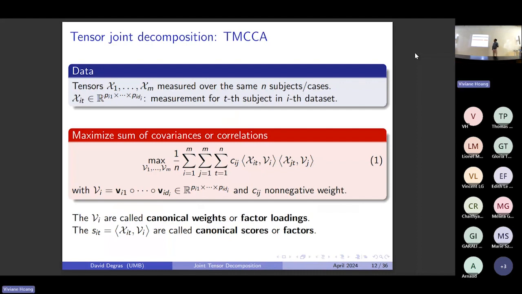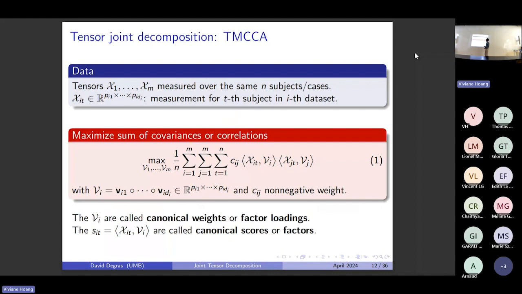Okay, so I'm coming to what I'll be talking about mainly today. This is looking at decomposing tensors, but not one at a time, but several, and having a joint decomposition. And the tool that I'll be using and talking about today is TMCCA, so Tensor Multiple Canonical Correlation. So we start from M tensors that are measured over the same n subjects or cases. The cool thing is that the tensors don't have to have the same size, the same dimension. They might have different dimensions. And the method handles it smoothly.